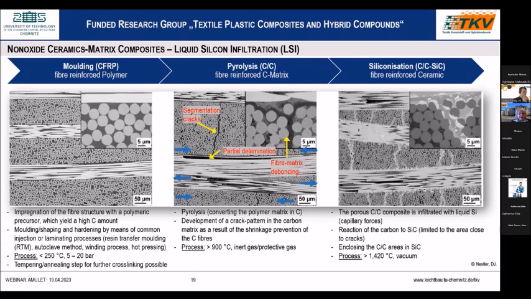The last step of the production process is the infiltration of the cracks with liquid silicon by capillary forces. The reaction of the liquid silicon with carbon, forming the silicon carbide, takes place in the area close to the cracks, and the final product is then a heterogeneous C/C-SiC composite. This means I have a carbon fiber in a carbon and silicon carbide matrix.